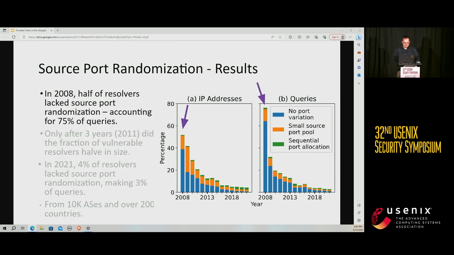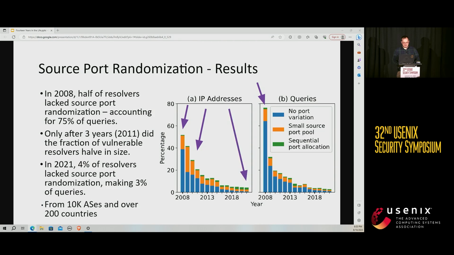So there were a few key points of interest we observed. In 2008, half of resolvers lacked source port randomization, accounting for 75% of queries. This was the year of the Kaminsky disclosure. It took 3 years after the Kaminsky disclosure for the fraction of vulnerable resolvers to halve in size. And then finally, in 2021, 4% of resolvers lacked adequate source port randomization. And these resolvers accounted for 3% of traffic that we analyzed and are distributed across nearly 10,000 autonomous systems.